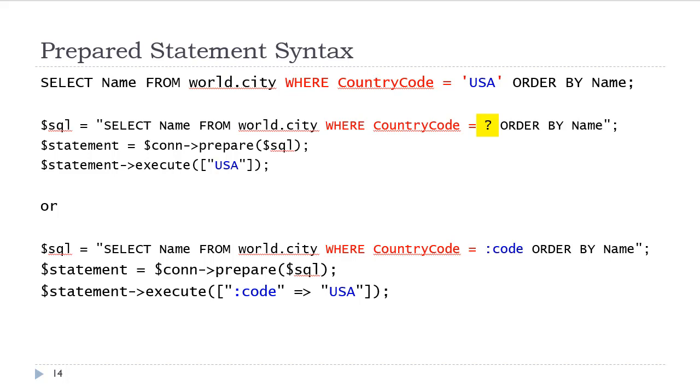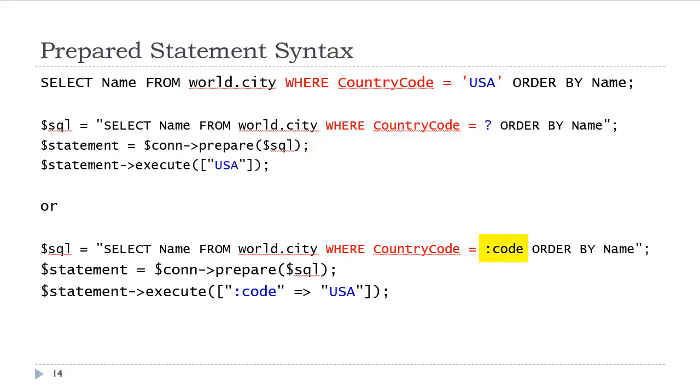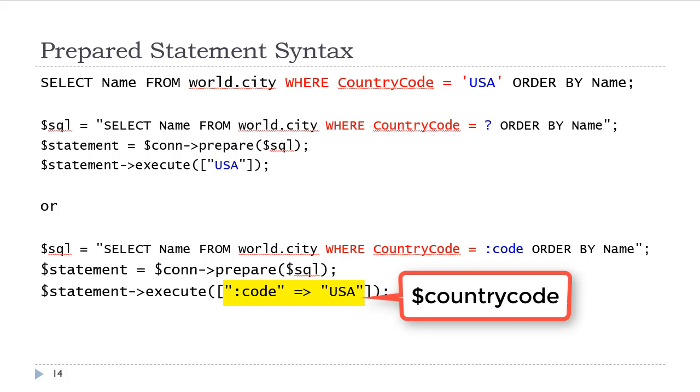We could use the question mark to represent the value being passed for the country code, and in the execute statement, we can pass the value from the variable. Or we can use a colon and then an identifier, which is a little more meaningful than the question mark, to represent the placeholder for the value of that country code. And then in the execute statement, we will have that same placeholder colon variable, and we will have the value that we want to use being stored in it.